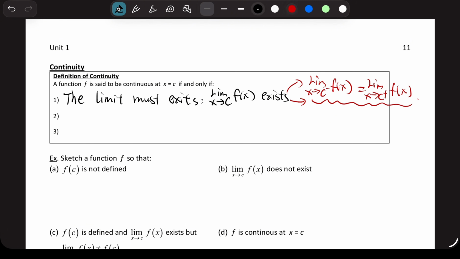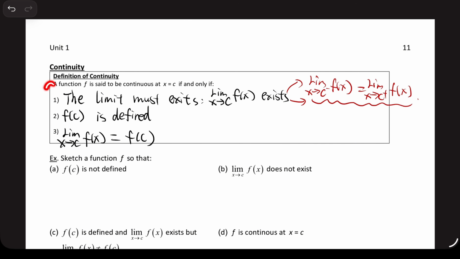Our second rule is f of c is defined. What does that mean? That means at x equals c, f of c is a closed dot. It's not an open dot, because that would be a hole. Since f of c is defined and the limit must exist, here comes our third rule. The limit must equal the actual value. So the limit equals f of c.